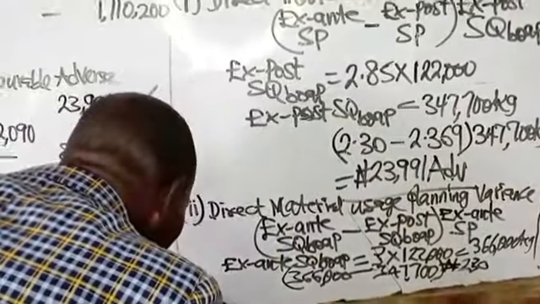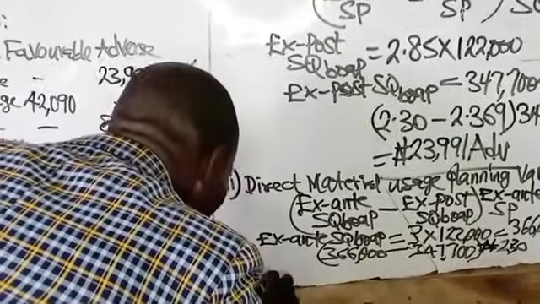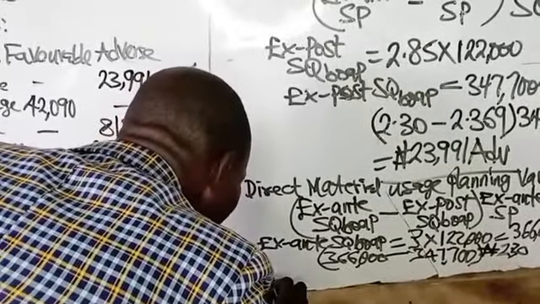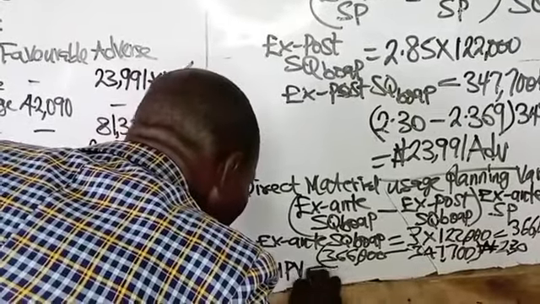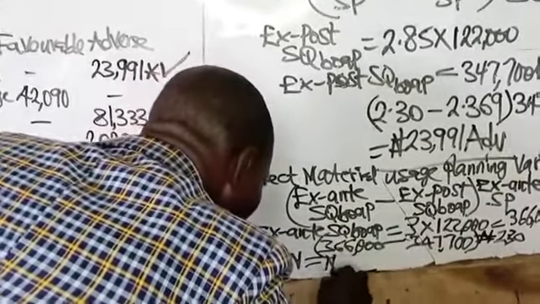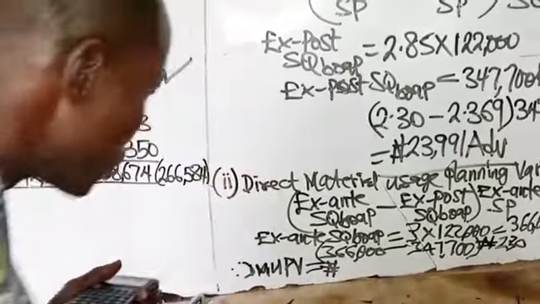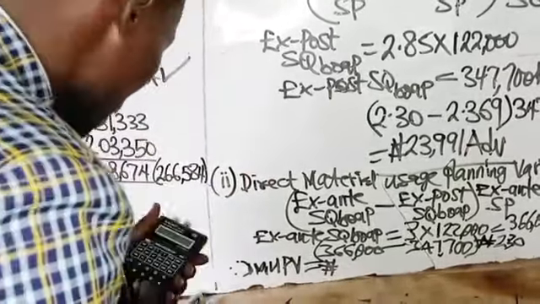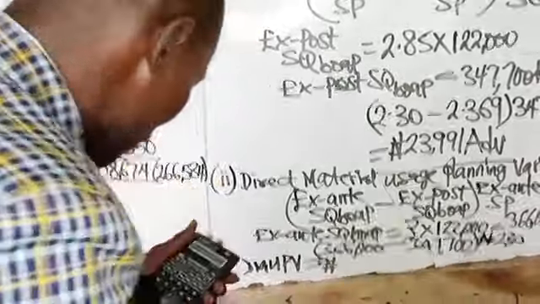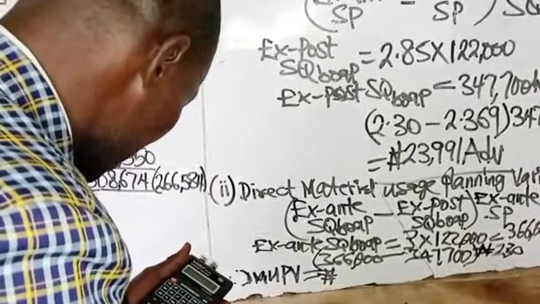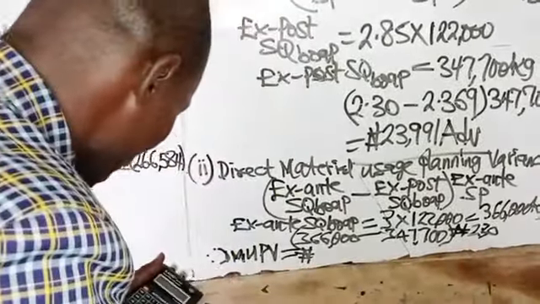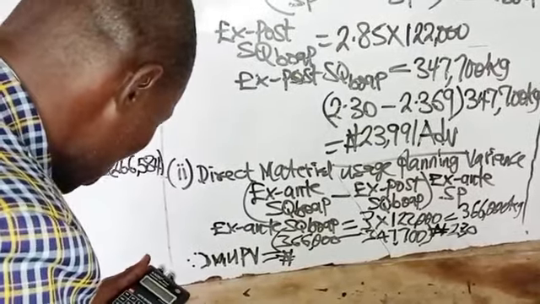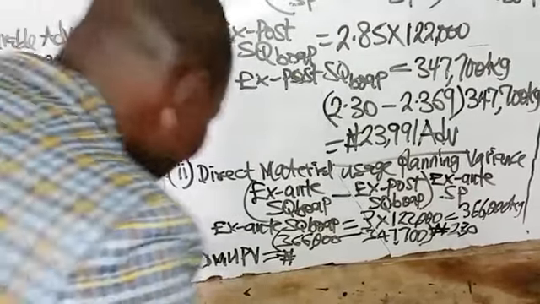Therefore, direct material usage planning variance equals, you have to put your naira, 366,000 minus 347,700. The difference is 18,300. 18,300 times 2.3. So you have 42,090.